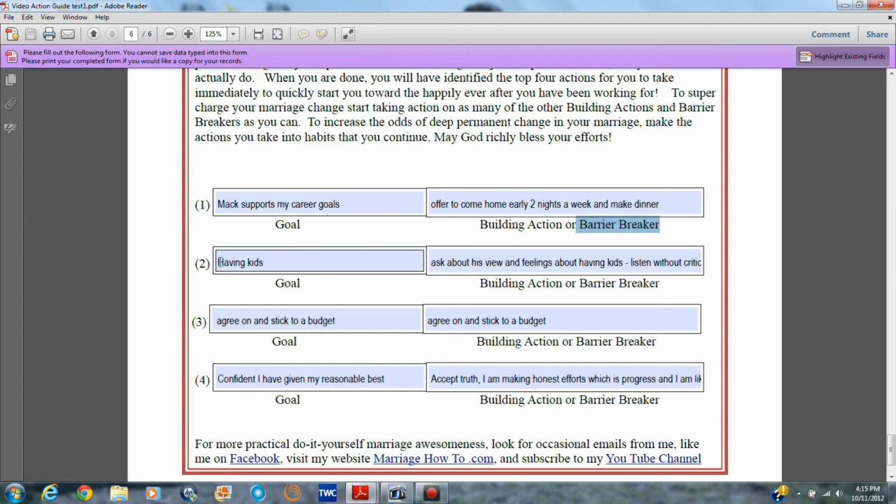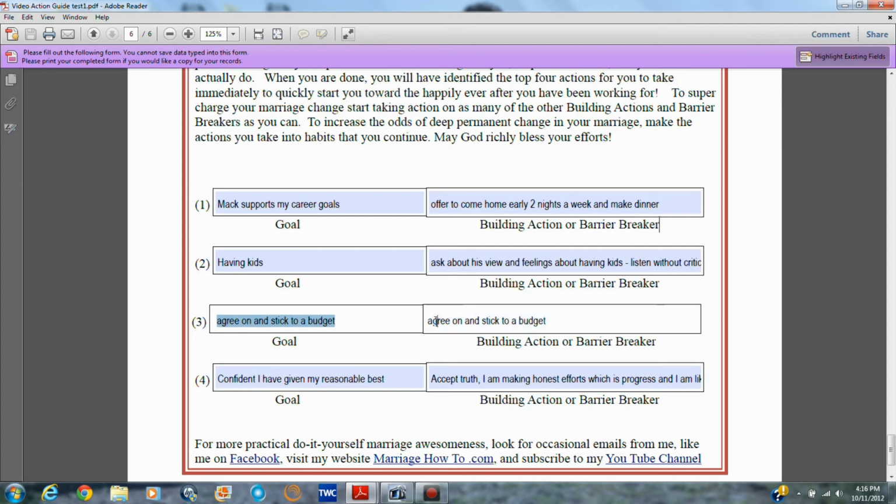So her second goal, we didn't really discuss this. She wanted to be able to talk freely about having kids, and what does she choose to put in here? Ask about his view and feelings about having kids and listen without criticism. Obviously, it's something she can do immediately. She can ask tonight or anytime it's appropriate so they have time enough to discuss it. And listening without criticism would add to his positive side of his feelings for her. Agree and stick to a budget.